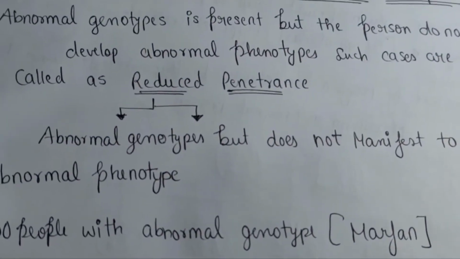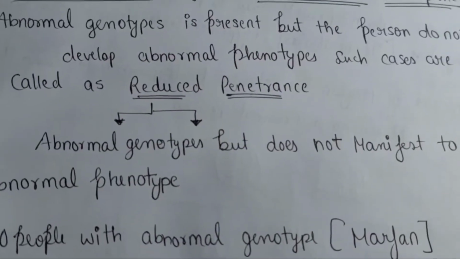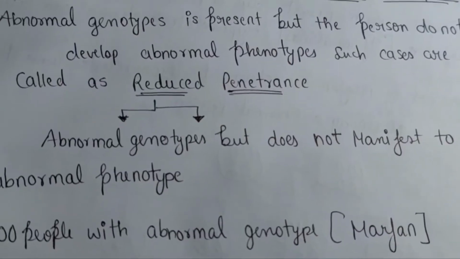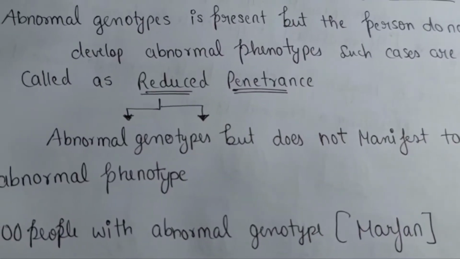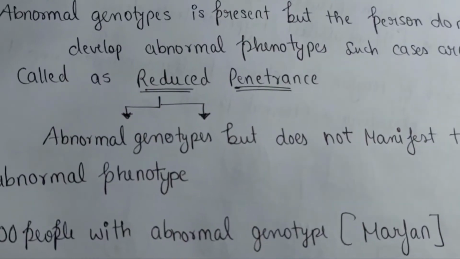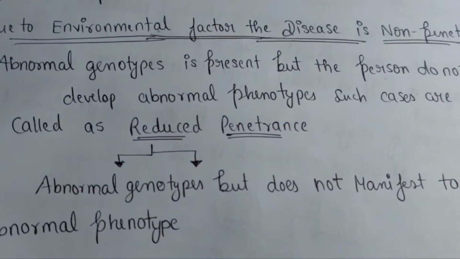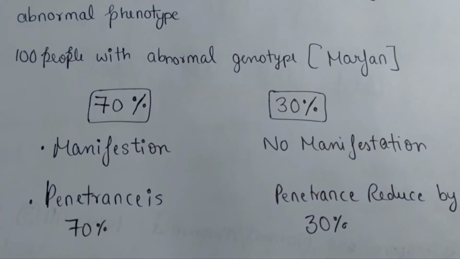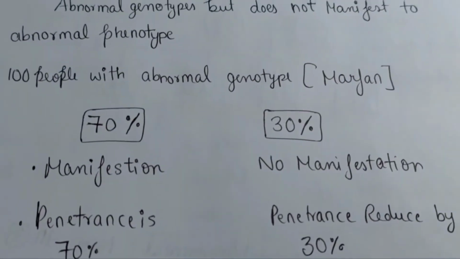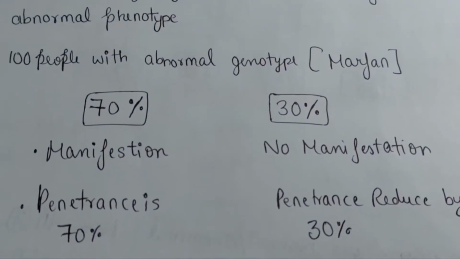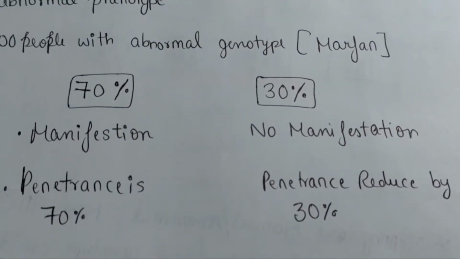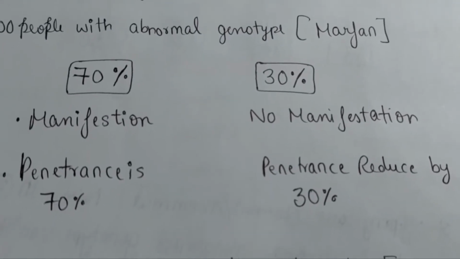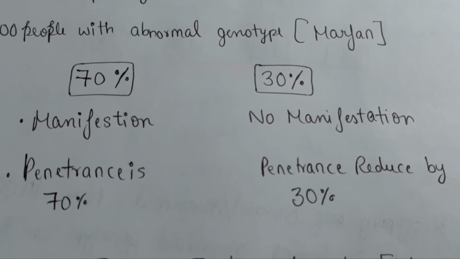So just to recap, in penetrance or reduced penetrance, the abnormal genotype is present in the person, but the person does not develop the abnormal phenotype. Such cases are called reduced penetrance, and that reduced penetrance can be due to environmental factors. Example, if 100 people have the abnormal genotype for Marfan syndrome, 70% of those people will manifest the disease. So that means penetrance is 70%, whereas 30% of them will have no manifestation.